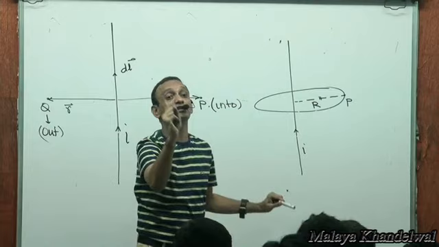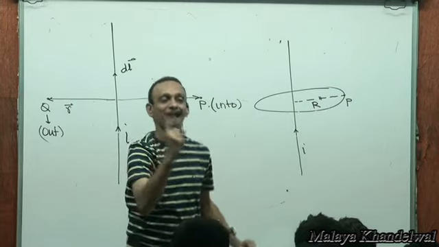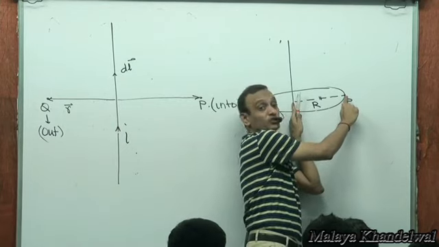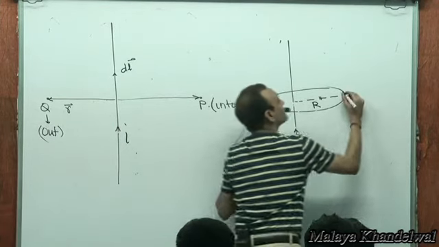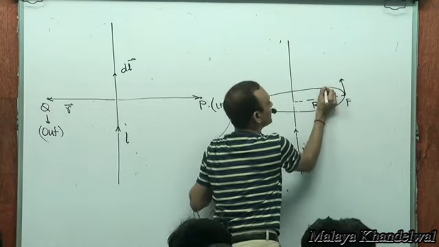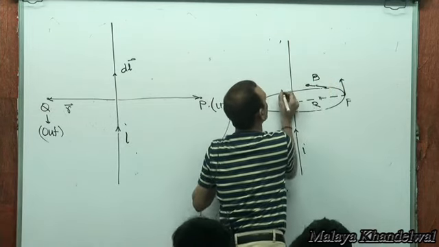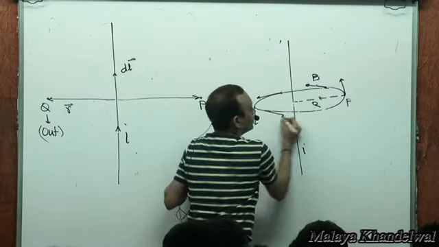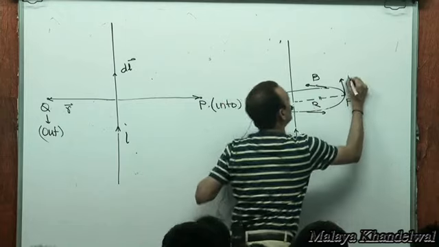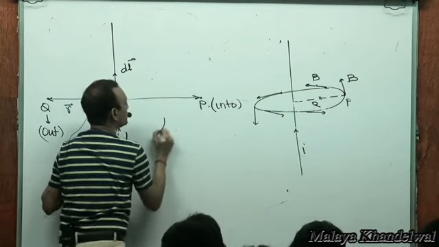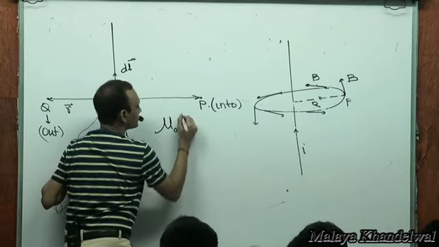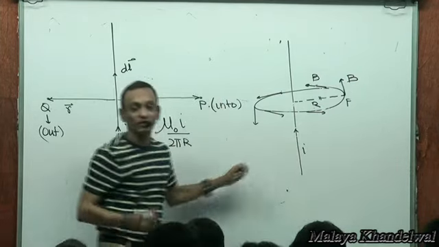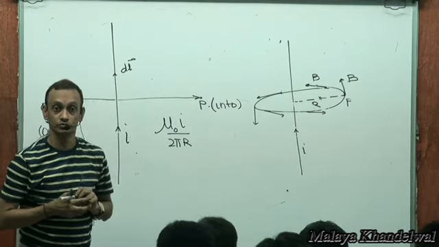In fact, the magnetic field at every point will be along the tangent to the loop because it has to be perpendicular to R. So the magnetic field at P is tangent to the loop; if I take a point here, the magnetic field will be like this. At every point of this loop, the magnetic field would be of the same magnitude, which would be mu naught I by 2 pi R, and would be along the tangent to the loop.